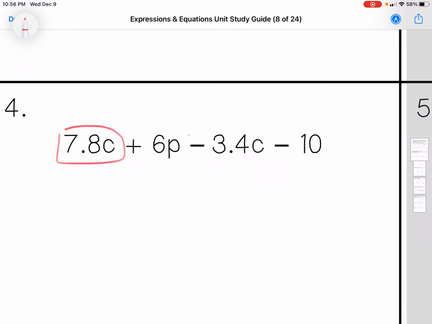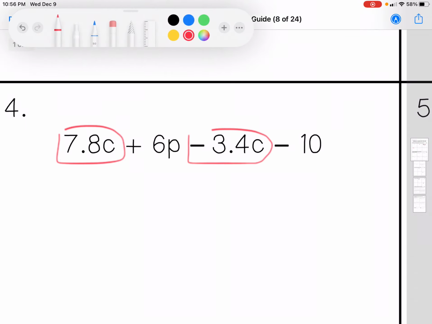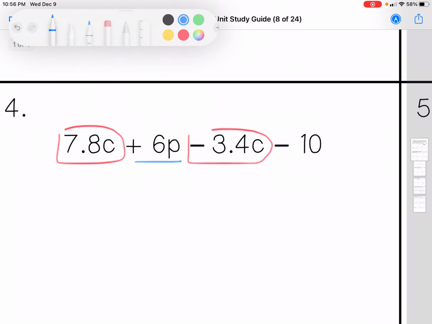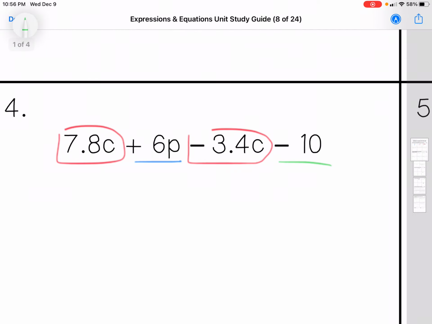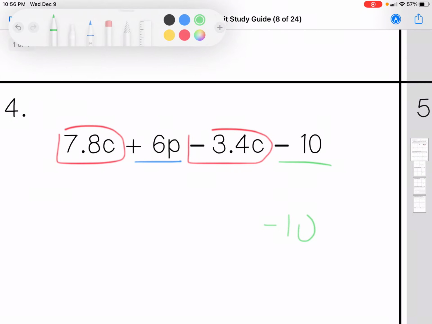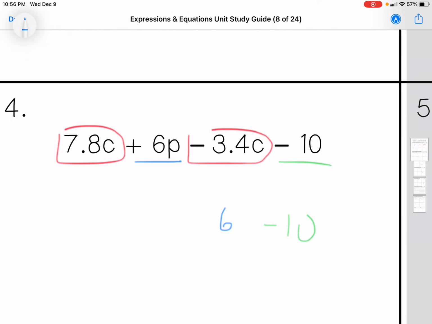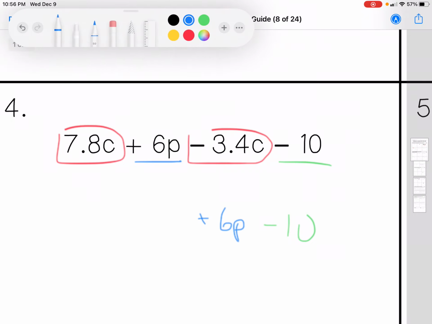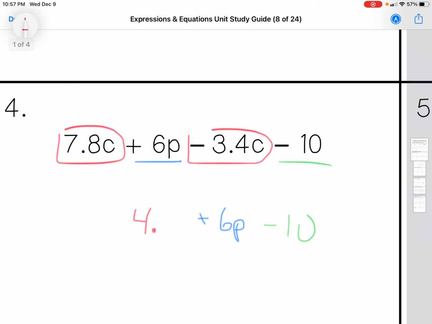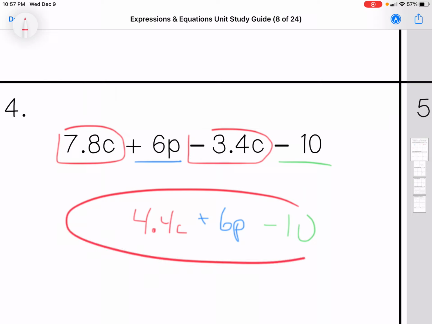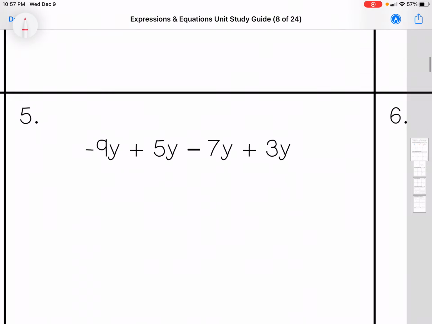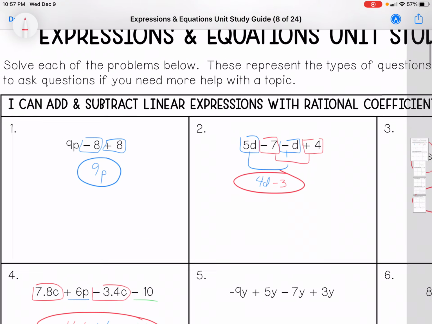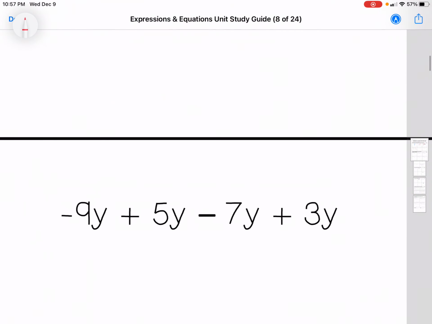All right, the C's go together. The P, there's none like a P. And there's none like a -10. So -10 is going to stay by itself. 6p is going to stay by itself, and combine the C's and you got 4.4. Okay, remember, no equal sign, you can't solve it, just simplify. And if you go back to the directions, it'll say simplify, okay, or it will on the test anyways.